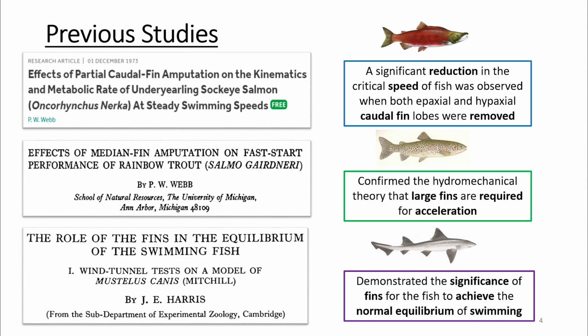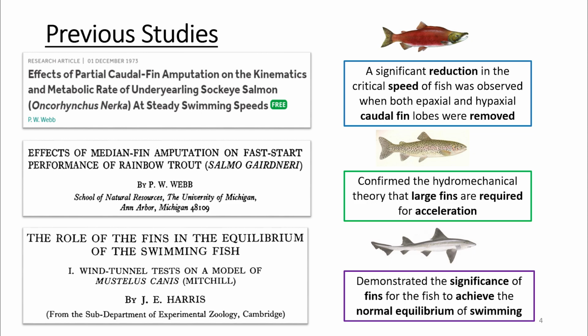Nevertheless, several studies have built a foundation to highlight the significance of fins in fish locomotion. For example, using sockeye salmon as an animal model, a previous experiment examined drag and thrust energetic relations for a swimming fish after caudal fin amputation. From the results, a significant reduction in the critical speed of fish was observed when both epaxial and hypaxial caudal fin lobes were removed. Furthermore, a prior study compared the swimming performances of 8 groups of rainbow trout with various fin rays removed. Later, significant differences in the performances between every group were observed, confirming the hydromechanical theory that large fins are required for acceleration.